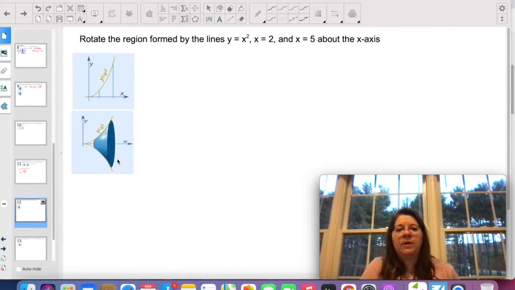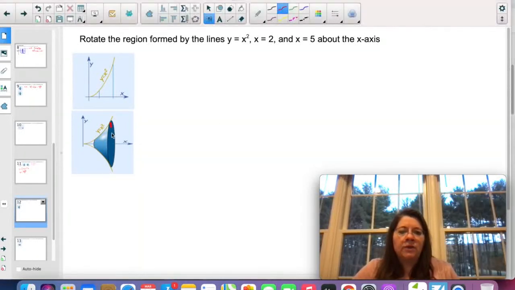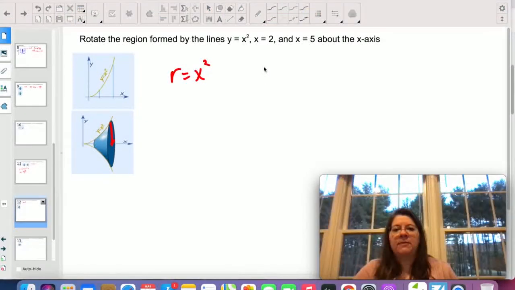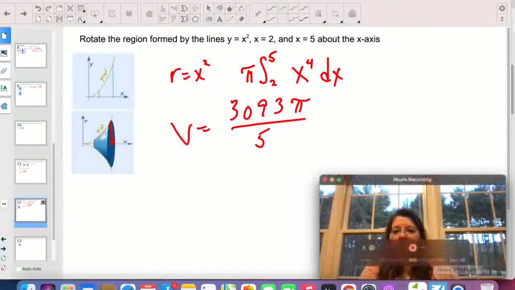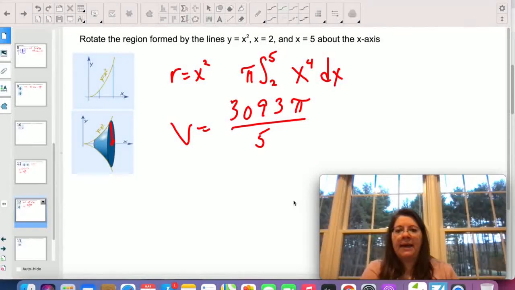So the setup for this one, if we think about what the radius would be, our radius is going from the function down to the axis of rotation. So that would be the function x squared minus 0, or just x squared. So if I set up this integration, it would be the integral going from 2 to 5 of pi r squared. I'm going to put the pi on the outside. And here, since the radius is x squared, we're going to square that, which would give us x to the 4th, times our thickness dx. And again, for the sake of time, I'm going to put that in my calculator. And my answer in this case is 3093 pi over 5.